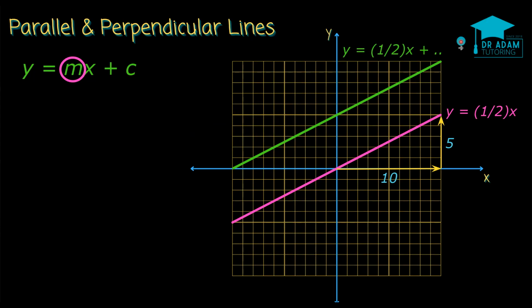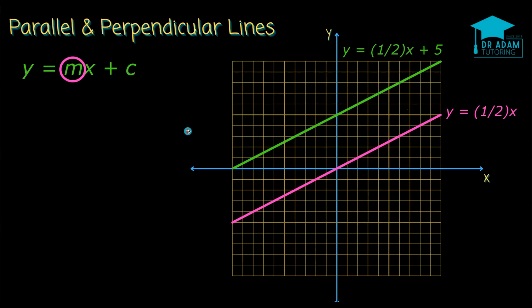Now for the constant that we are going to add to this x term, well, we know that this corresponds to the y-intercept. So the y-intercept for this green line is 5 because it's crossing the y-axis at value 5. So the equation of the green line is given by y equals 1/2 x plus 5. So the equations have identical coefficients of x, whereas the constant values differ because the y-intercepts differ.